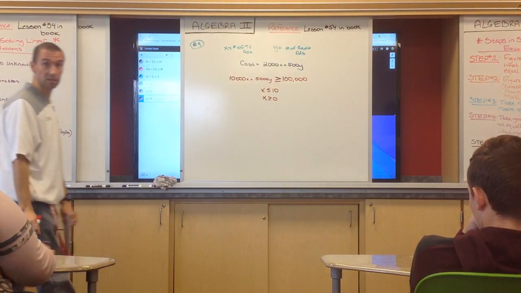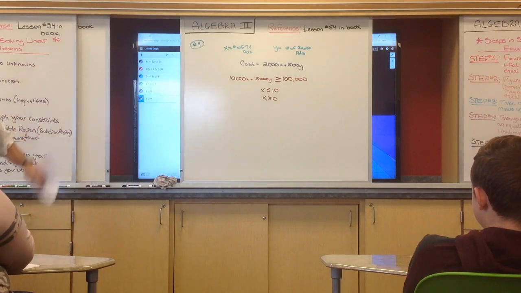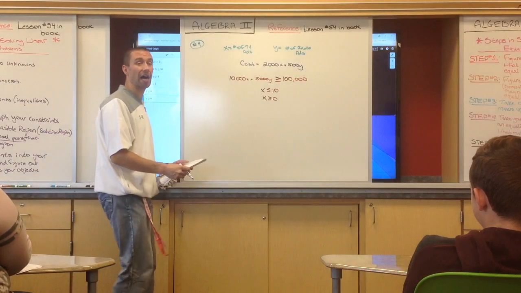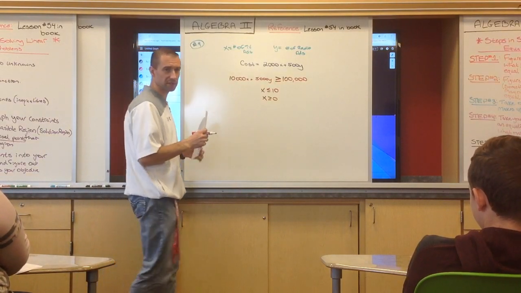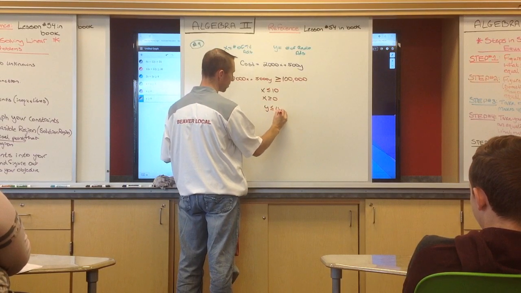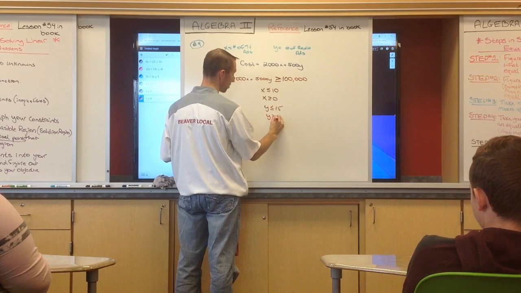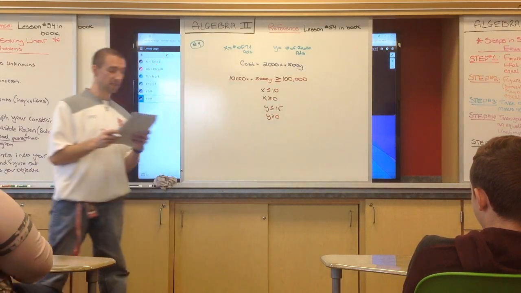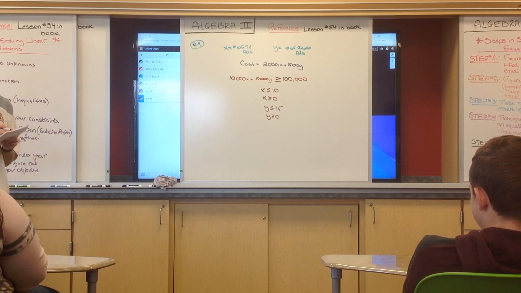Correct? You can't have a negative amount of TV ads here, and I certainly don't want to have any more than 10. Now, what about your y? Are there restrictions on your y's? It's less than or equal to 15. And what else? These right here are my constraints. I have no other constraints. There's really no other information.